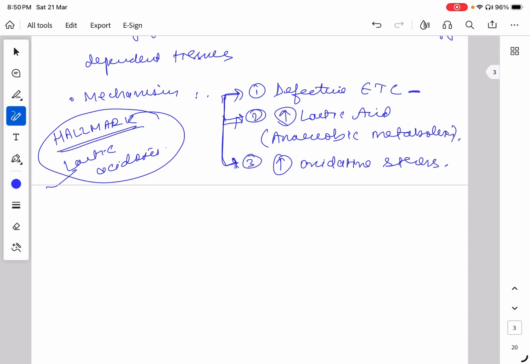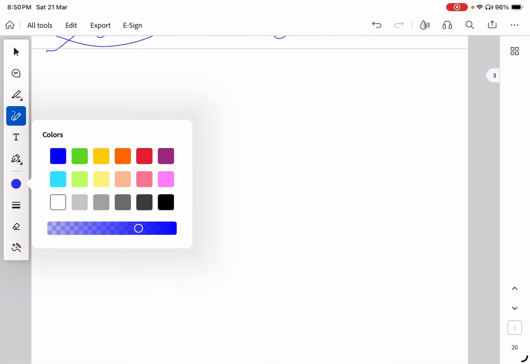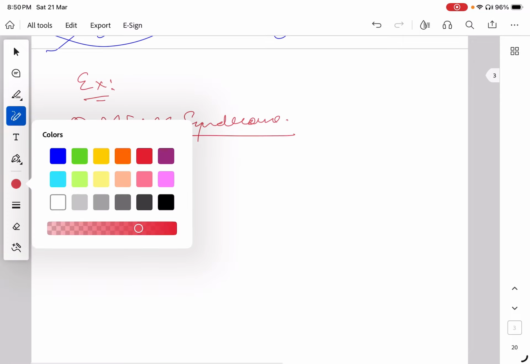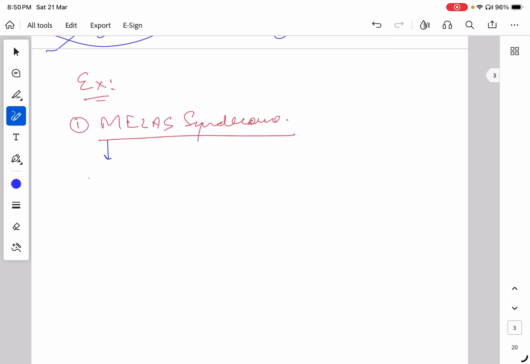So now this was about basic pathophysiology. Now if we take examples of some mitochondrial diseases, what are the examples? The first one is MELAS. Everyone might have heard about this MELAS syndrome. What does MELAS stand for? MELAS stands for mitochondrial encephalomyopathy. Encephalo means brain, myopathy means muscles. So ME stands for mitochondrial encephalomyopathy.